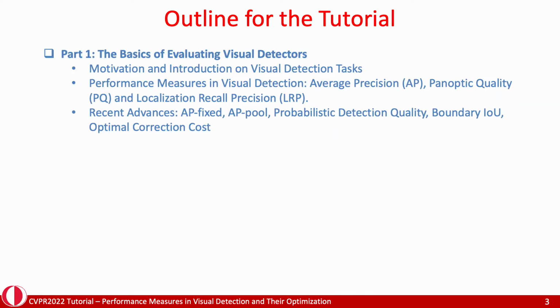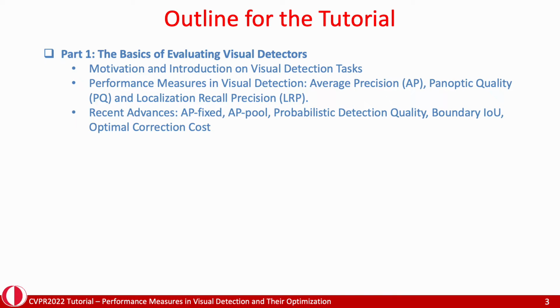Our tutorial consists of three main parts. The first part will give us the background and basics on evaluating visual detectors. We will introduce the visual detection problems and describe the widely used performance measures as well as the recent advances in this subject. In this part, we will basically be explaining average precision, the most widely used performance measure, and briefly talk about its limitations.